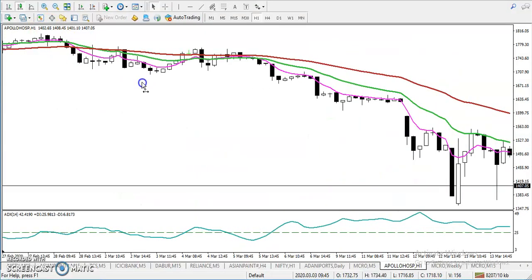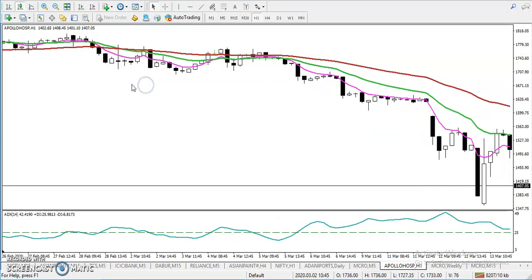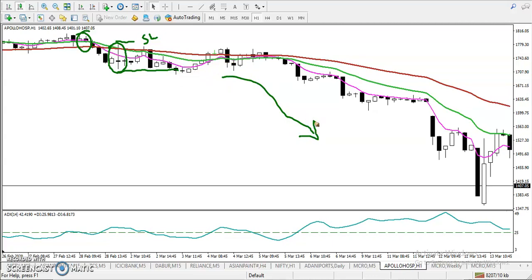Now you can see this is Apollo Hospital, and it is running in a downtrend. Somewhere here, let me show you, the 5 moving average cut the 10 moving average, and the price is running in a downtrend. All moving averages are arranged sequentially. After that we have seen a bearish pin bar. In that case we place our SL somewhere here, and our entry point somewhere here. You can see price just triggered our entry point, and all the way price dropped from this area.